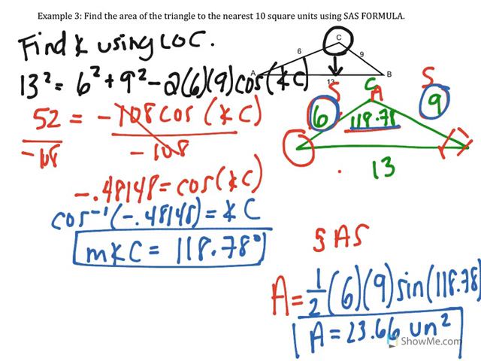Okay? So far in these notes, we just used the SAS formula when I gave you side angle side. We used the SAS formula to find the area of a regular polygon, in this case an octagon. And the harder example was we used the SAS formula when we were given 3 sides. We used law of cosines to find one angle, and then we can use SAS. Okay? Good job on these notes.